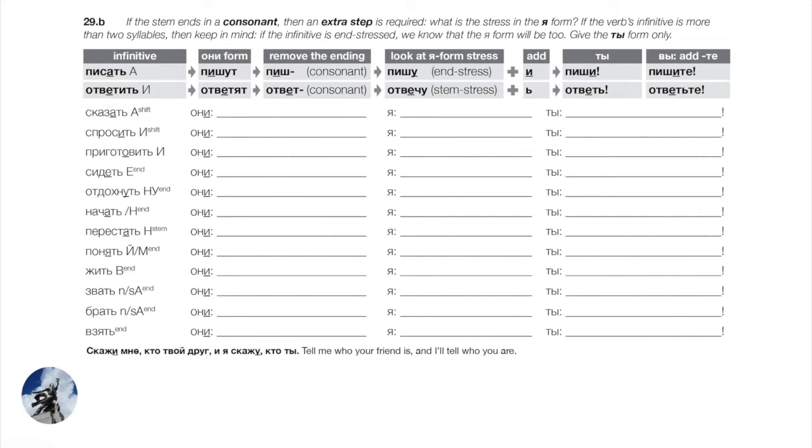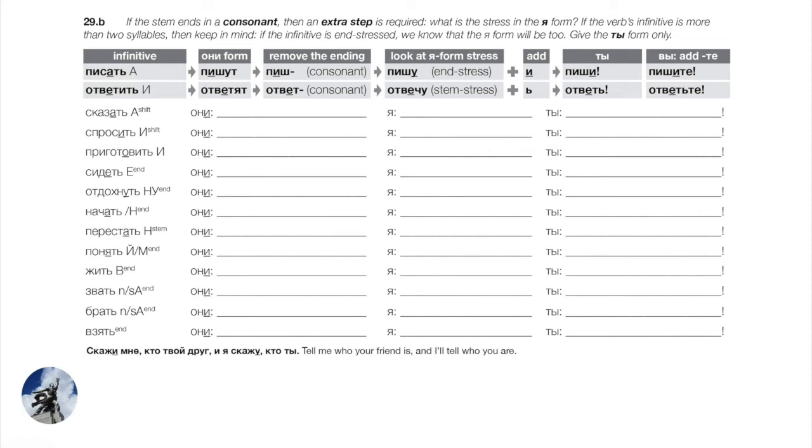So the они form would be перестанут, right? They will stop, they will cease. We drop the ut, we're left with the consonant n. We've got to think about the stress in the ya form. That would be перестану, because this verb is stem stressed. So перестану tells us we need to add a soft sign, and that gives us the imperative перестань, right? Stop it, stop.